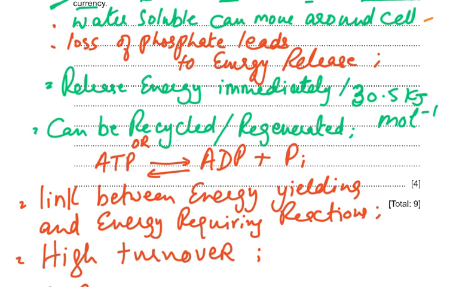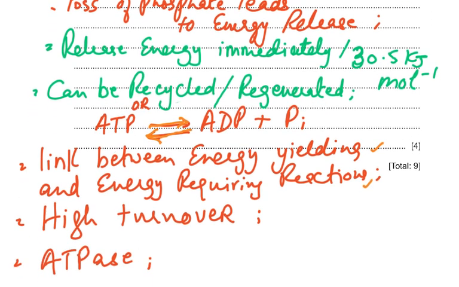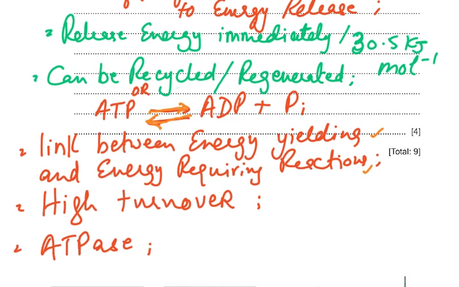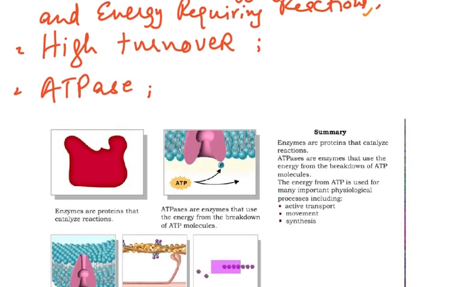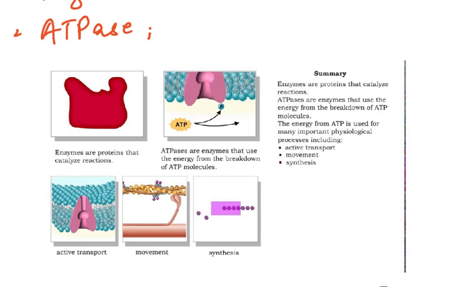Or you could have written the formula. ATP is broken down either way, it works in both directions. So you see I've done an arrow in this direction and an arrow in this direction. So it's a reversible reaction: ATP plus inorganic phosphate combines to form ATP. This is the link between energy yielding and energy requiring reactions. High turnover. And then the last thing is ATPase. Now please do not confuse this with ATP synthase. What is ATPase? Let's look at this now.